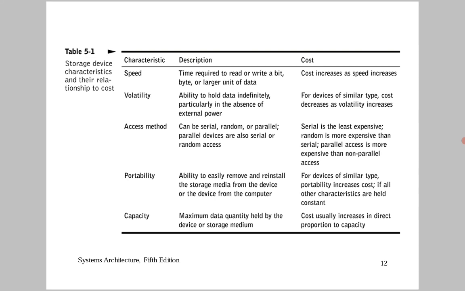So what are the different characteristics and parameters used while comparing primary and secondary memories? Storage device characteristics and their relationship to cost: speed, volatility, access mechanism, portability, and capacity.